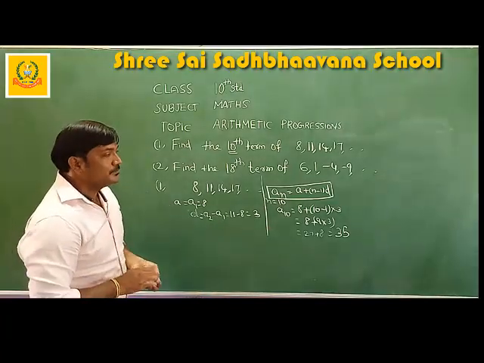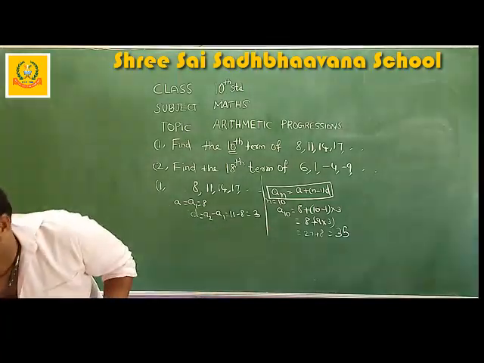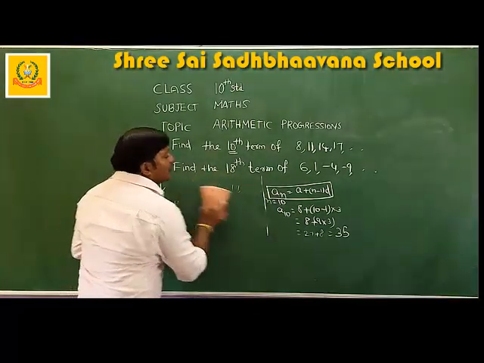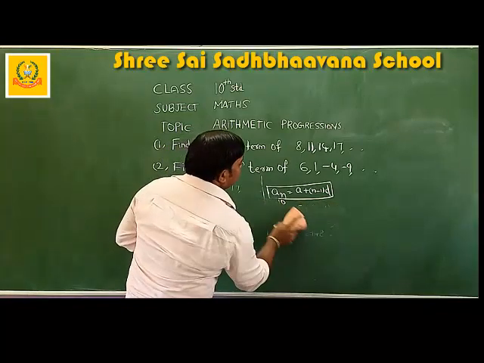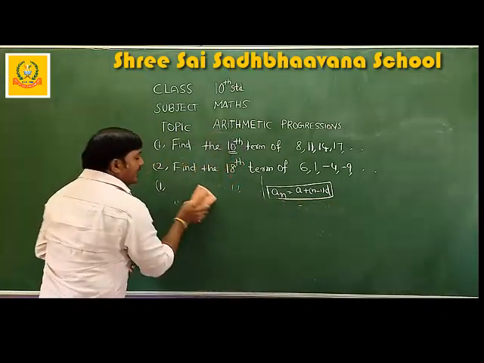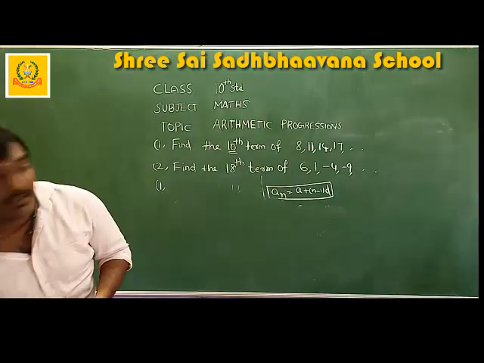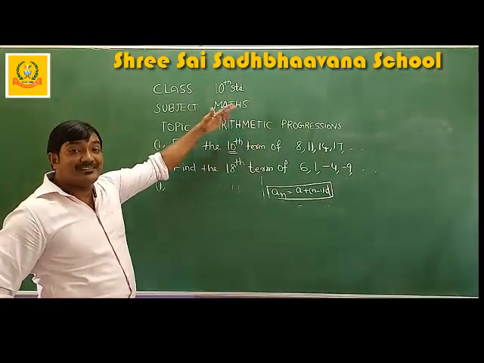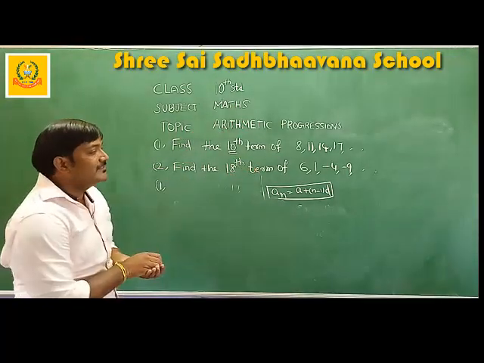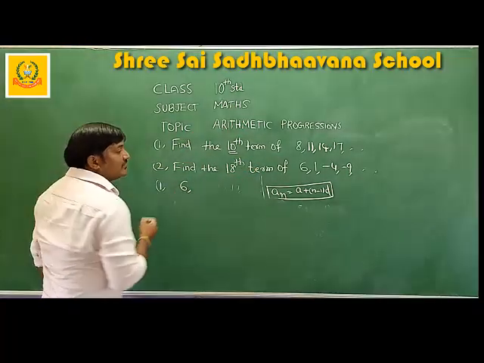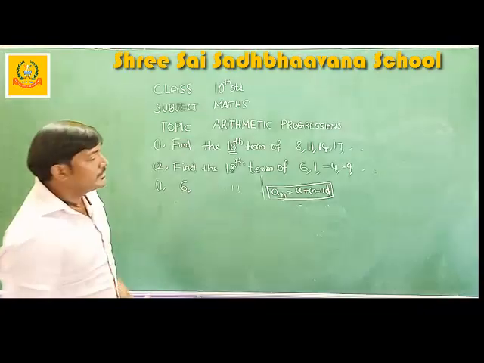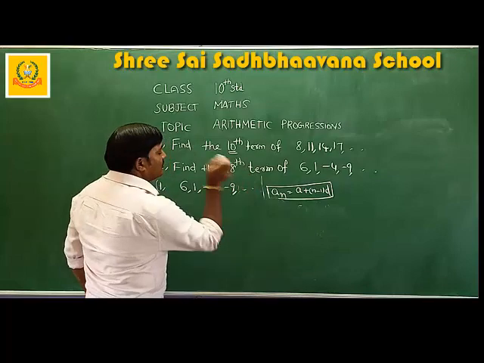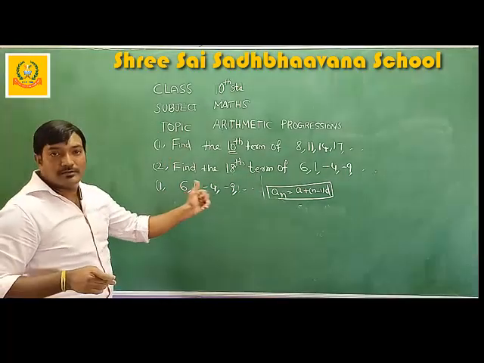Okay. Now let's consider the second sum. In the second sum, you observe we have to find the 18th term. How do you find the 18th term? Similarly, what we did to find the 10th term, we have to repeat the same steps for this sum also. What is the sum? We have 6, 1, minus 4, minus 9 and so on. This is the given sum.